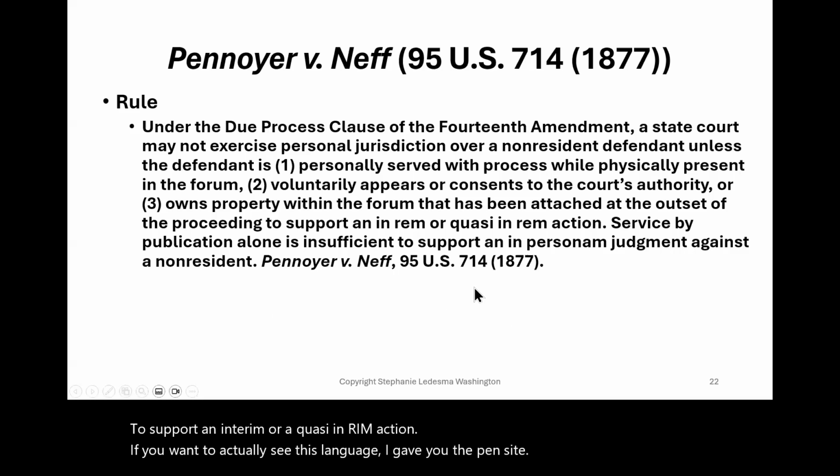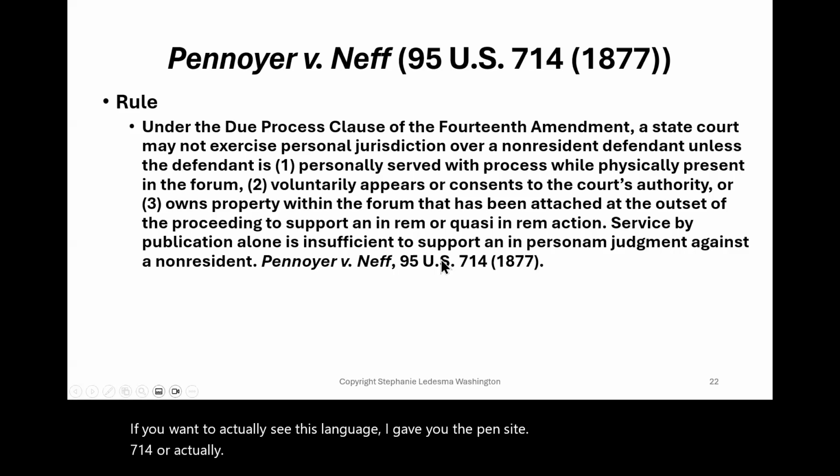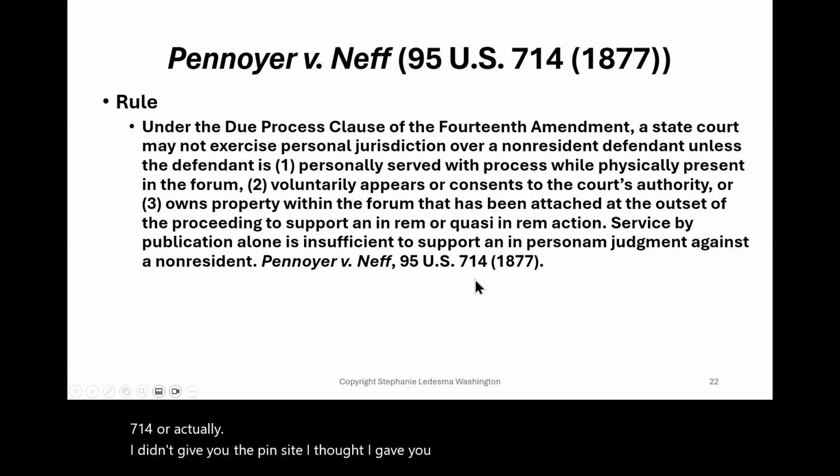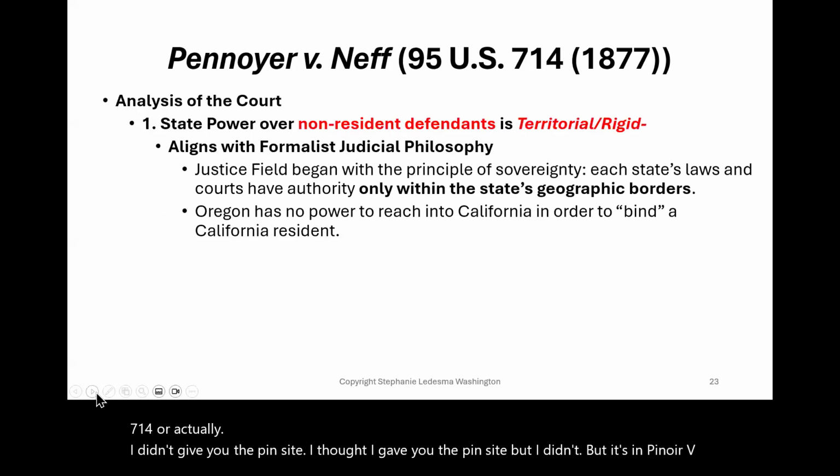If you want to actually see this language, it's at 714. Or actually, I didn't give you the Penn site. I thought I gave you the Penn site, but I didn't. But it's in Pennoyer v. Neff. Okay?